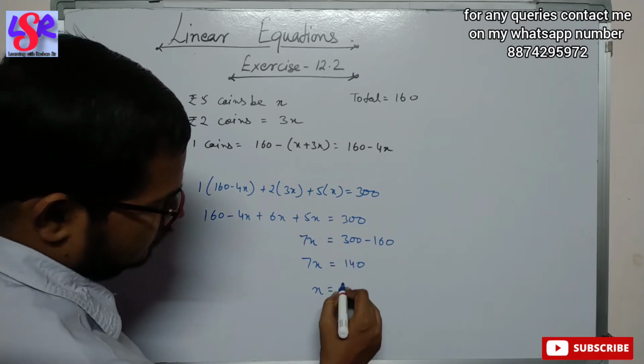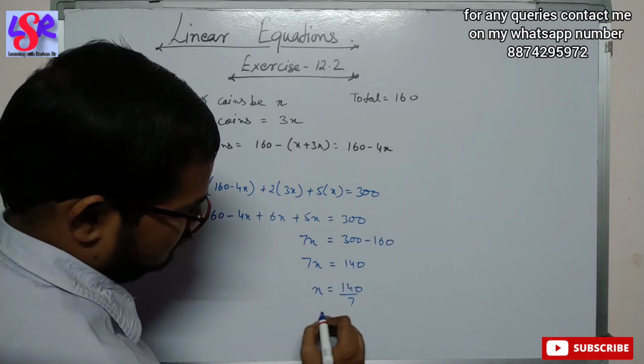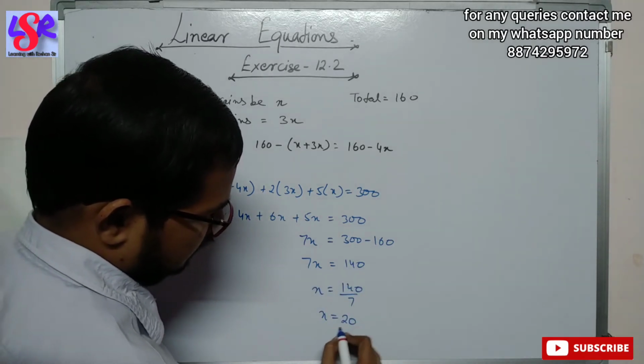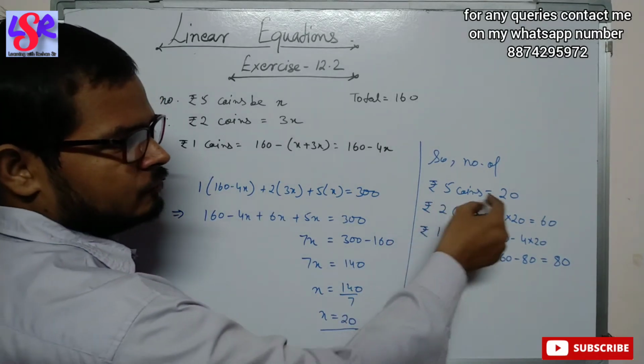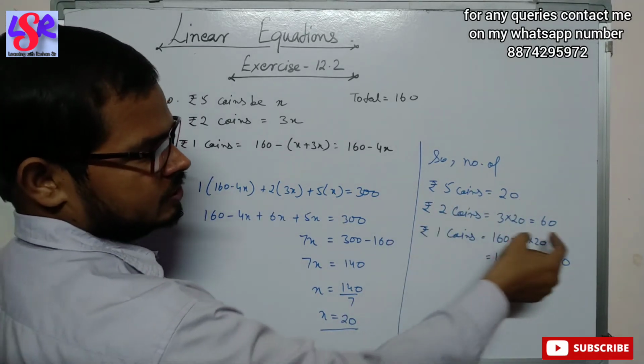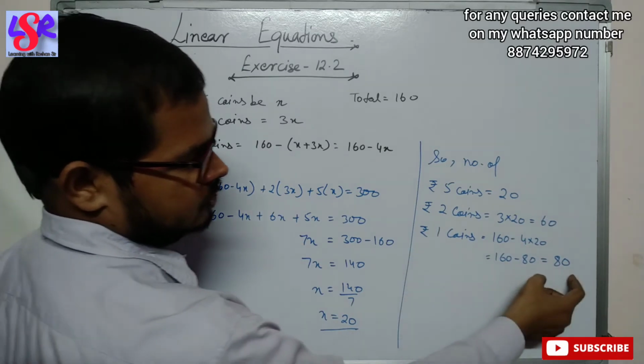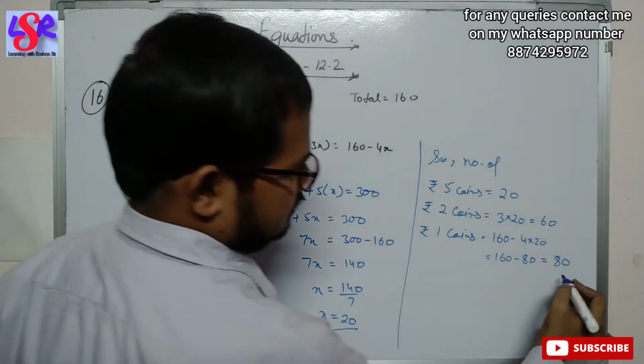So x equals 140 upon 7. So x equals 20. Therefore rupees 5 coins equal 20, rupees 2 coins equal 60 and rupees 1 coins equal 80 as answer.